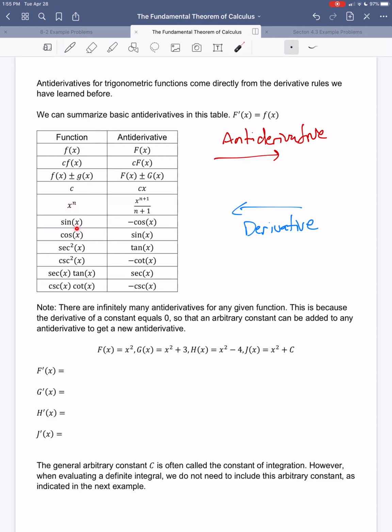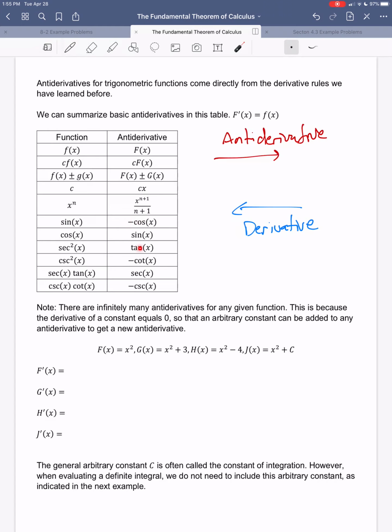Now, these results, we can sort of think of these as just forms of the derivatives. Remember we learned the derivative of sine is just cosine, so that means the antiderivative of cosine is just sine. The derivative of cosine was negative sine, but there's no negative here. So if I want the antiderivative of sine, it becomes negative cosine.